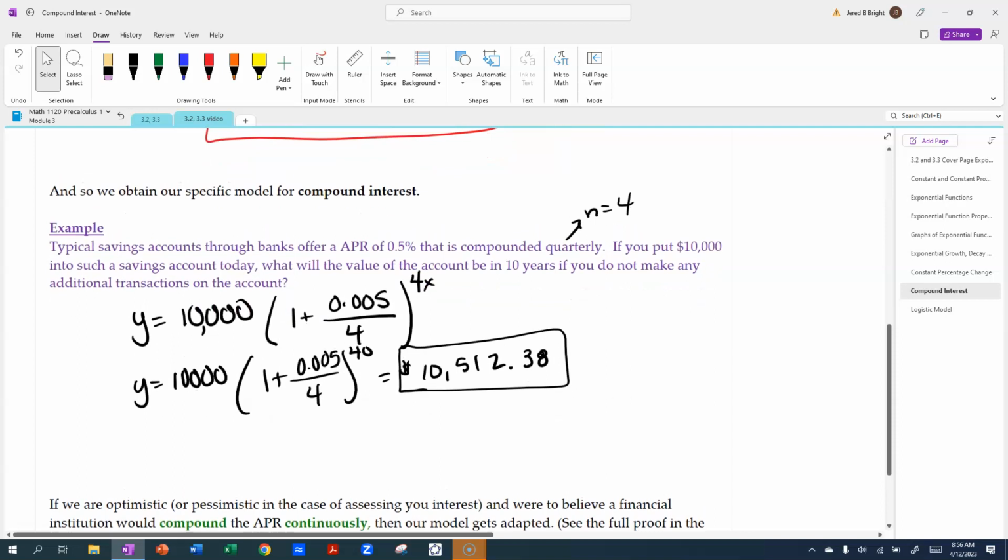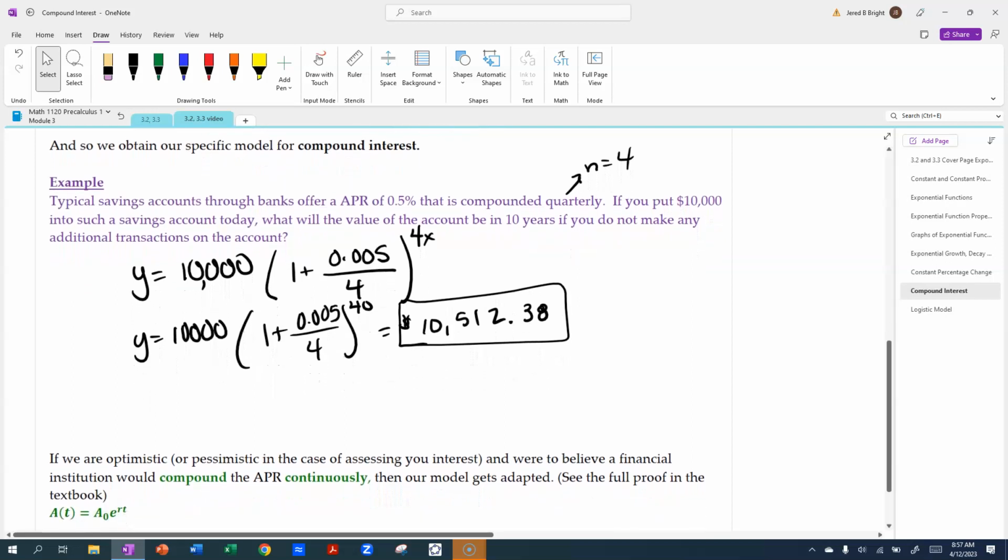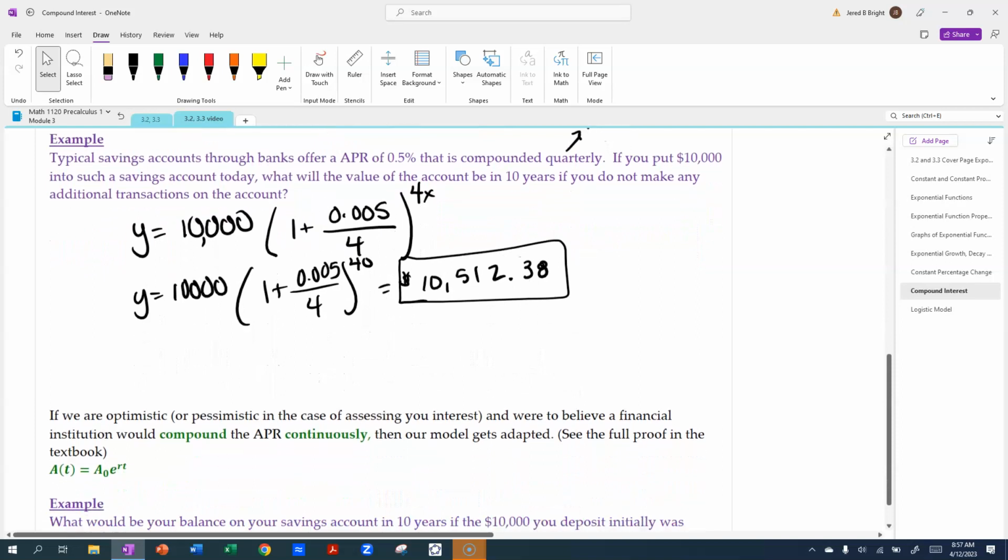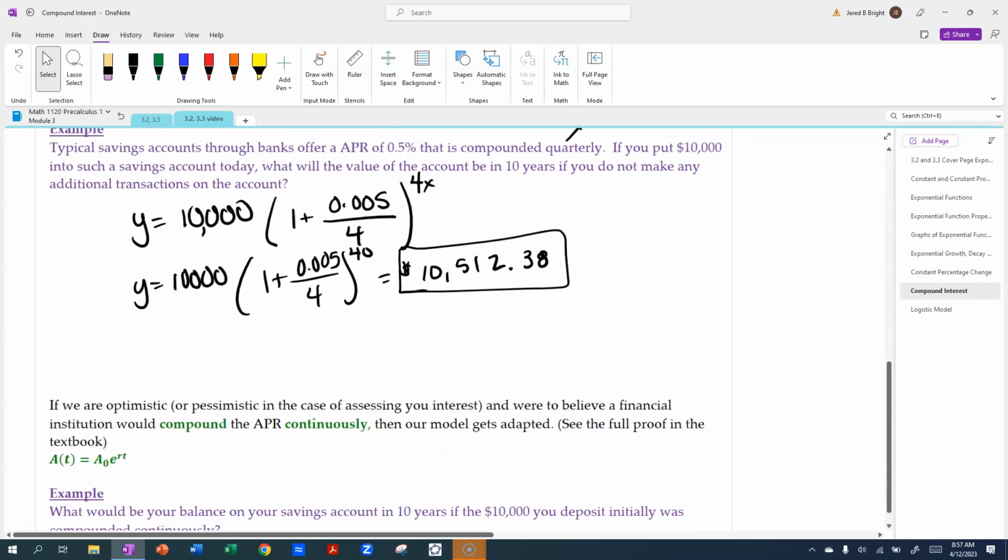And interest would just be how much you gain in comparison to how much you started with, okay? So that is not great. I would look for a different account to put your money in myself. But there we go.